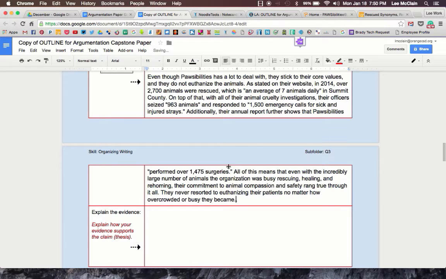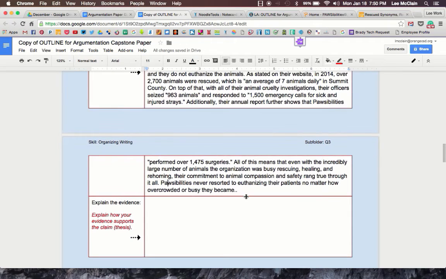And you know, I haven't used the name of their charity in a couple of sentences, so maybe I'll put Possibilities. This kind of stuff that I'm showing you, how I just changed the word "they" to Possibilities, this is exactly what you're supposed to be doing in the outline. It's this tedious work. Possibilities never resorted to euthanizing their patients, no matter how overcrowded or busy they became.